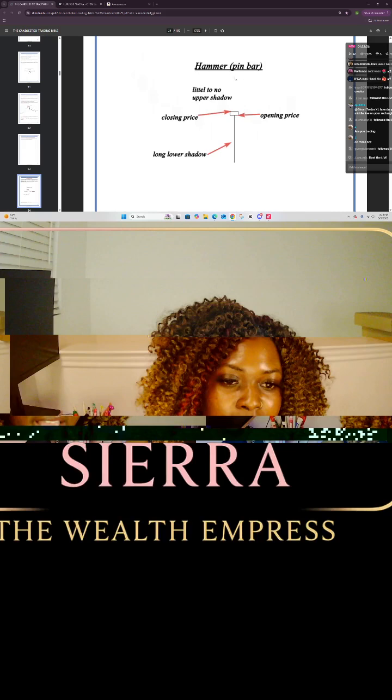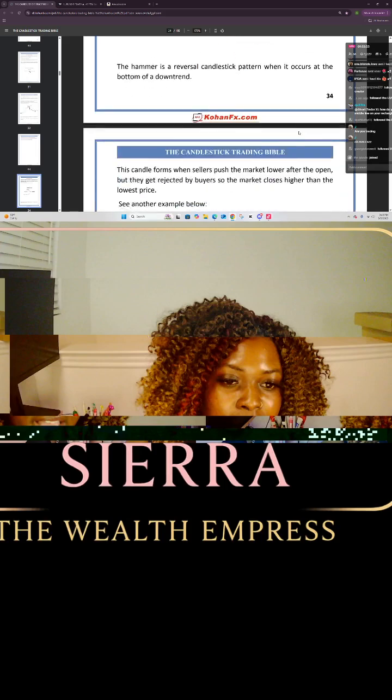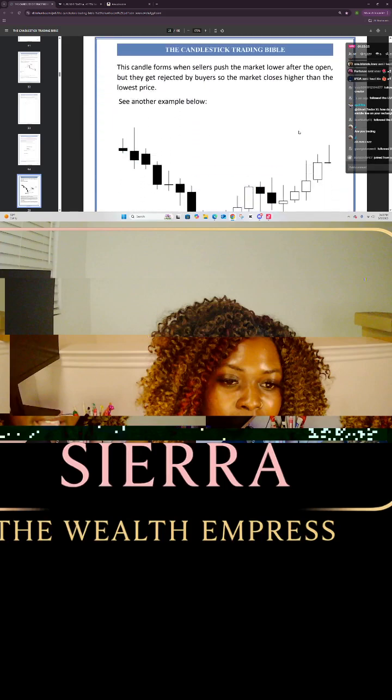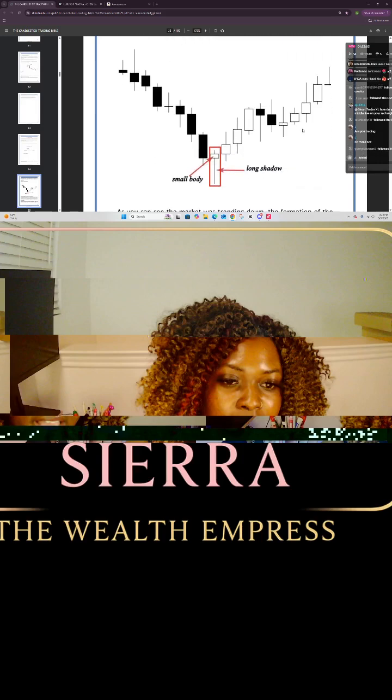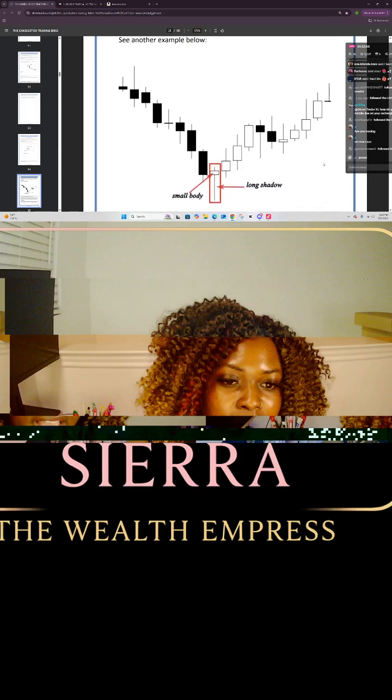Okay, so this is a hammer. Okay, it's showing you that the bulls are trying to take over. All right, so price opened, the bears came in and dropped it, and then the bulls came in and closed it up here, and they're trying to push price up. It says this candle forms when sellers push the market lower after the open, but they get rejected by buyers, so the market closes higher than the lowest price. All right, and it's just showing you an example of the hammer or pin bar.